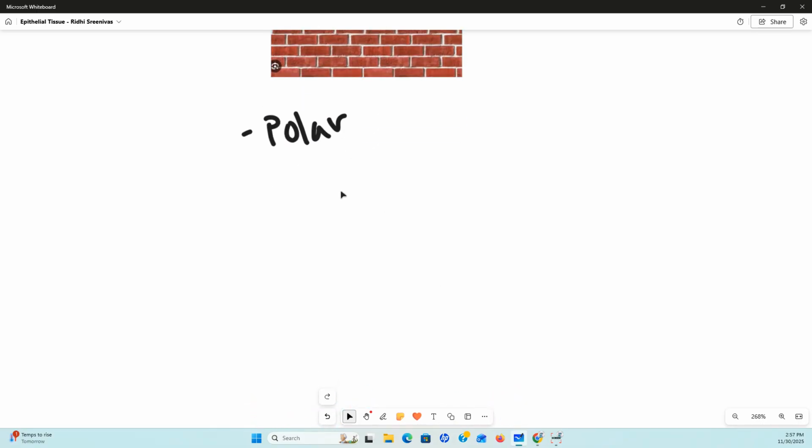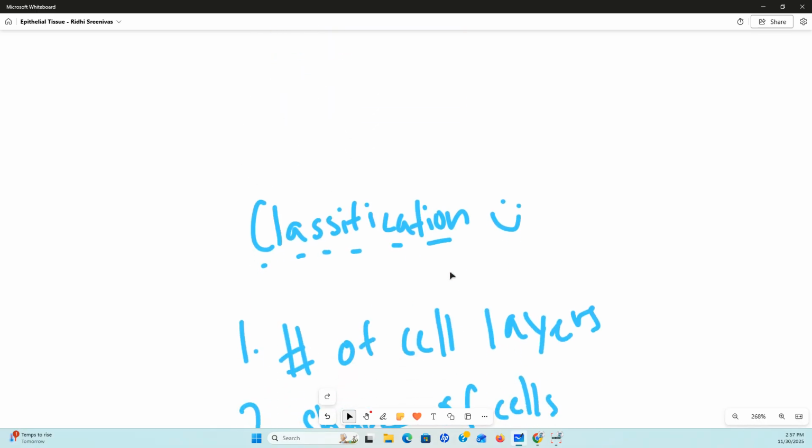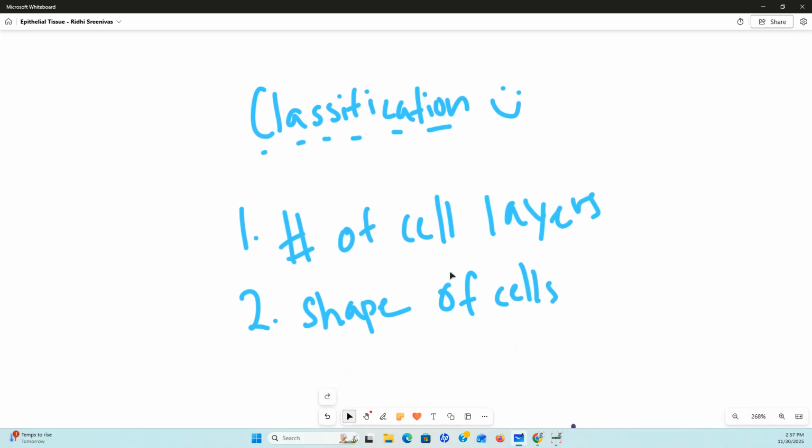We're going to talk a little more about that in the future as well. Just important to know that. But now, what are the different ways epithelial tissues can be classified? And what I kind of mean by this is what are the different types of epithelial tissue and what do we call them? How can we distinguish different types based on their structures?